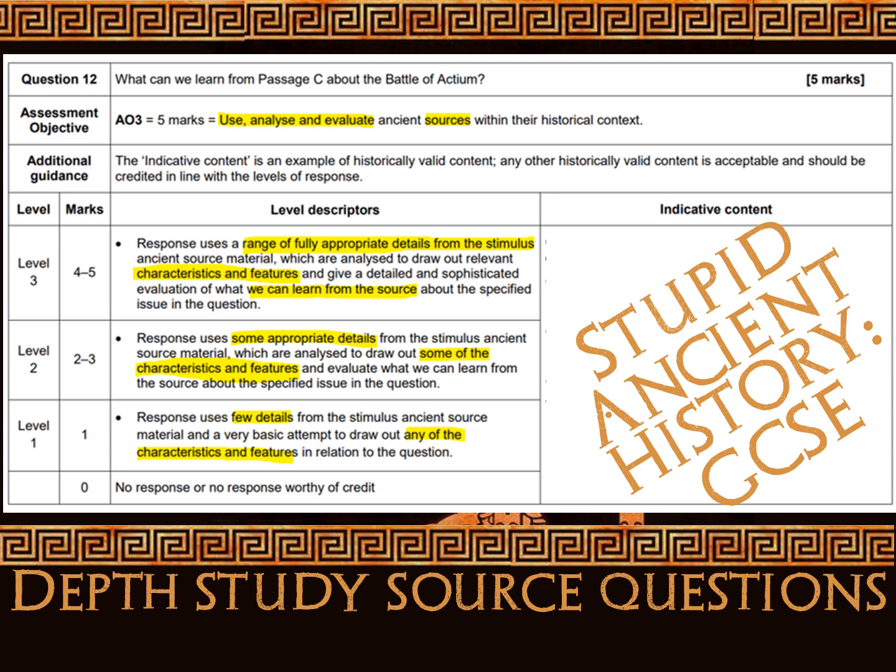So there it is. There is the mark scheme. Try and stick to these simple formulas rather than stressing about mark schemes, because the mark schemes, as you can see, are quite broad and quite vague because there are so many different responses you could give.